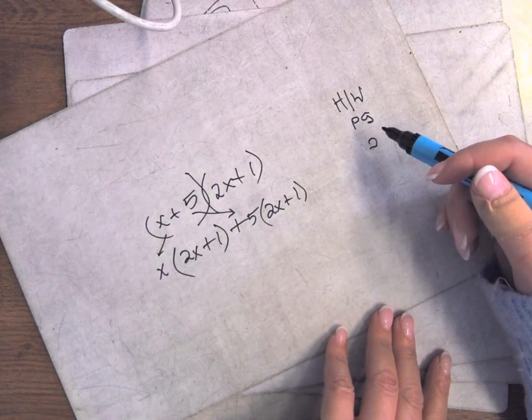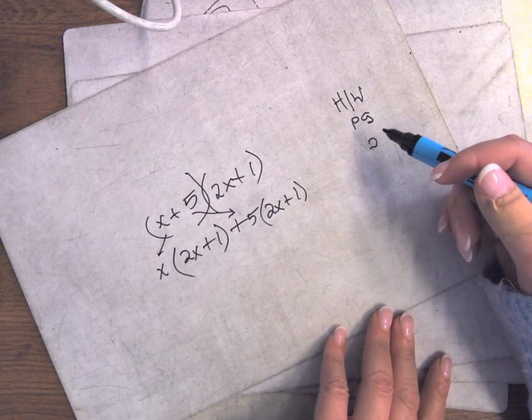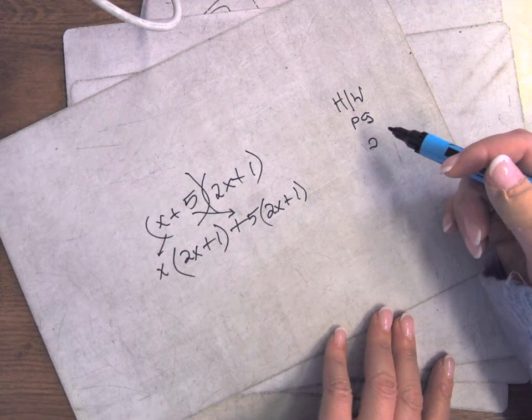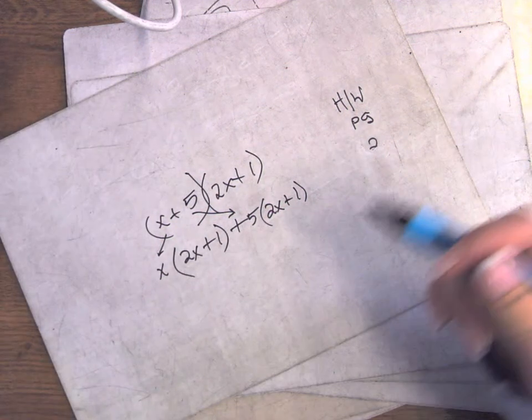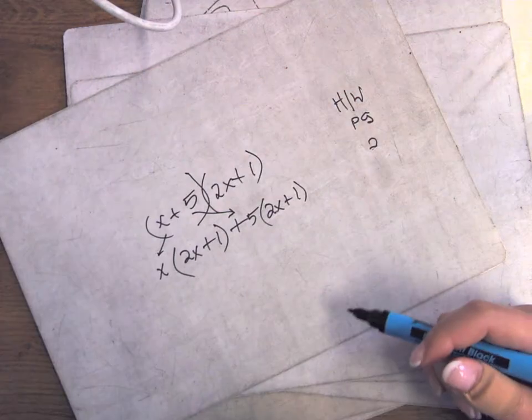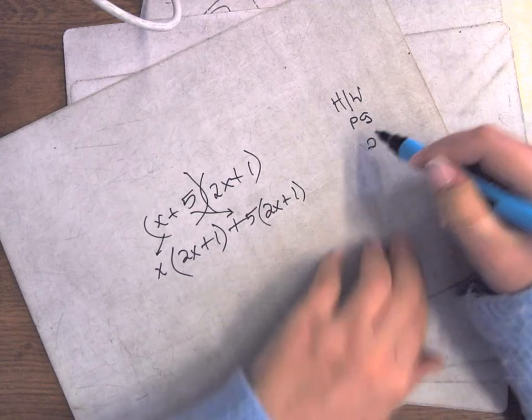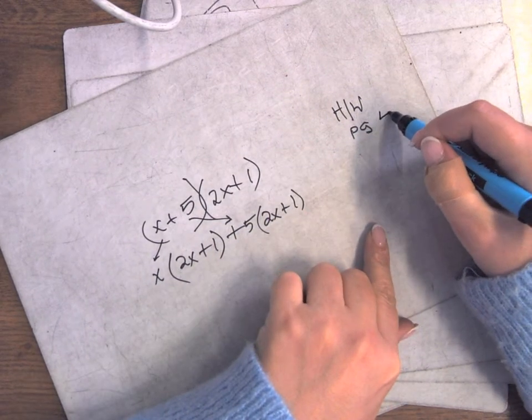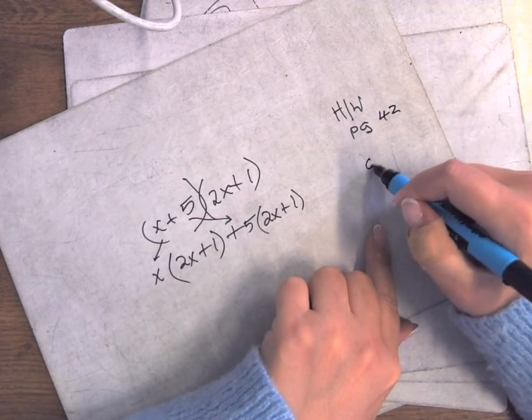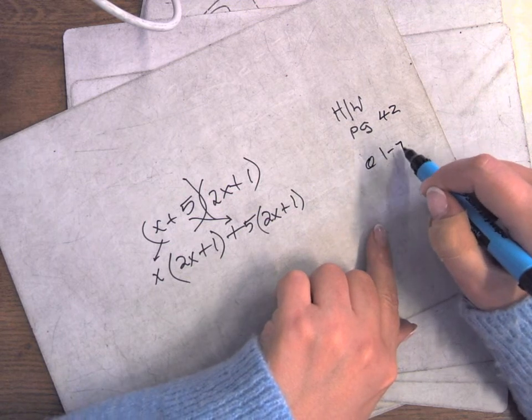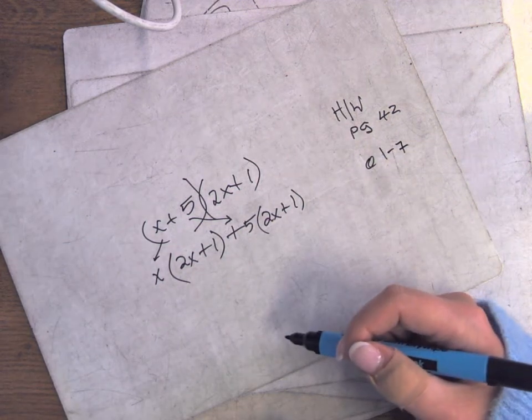2x squared, yeah, plus 11x is right, plus 5. It's just written in a different order, but that's fine. That's perfect. Order doesn't matter. Page 42. Question. 2x squared plus 11. Perfect.